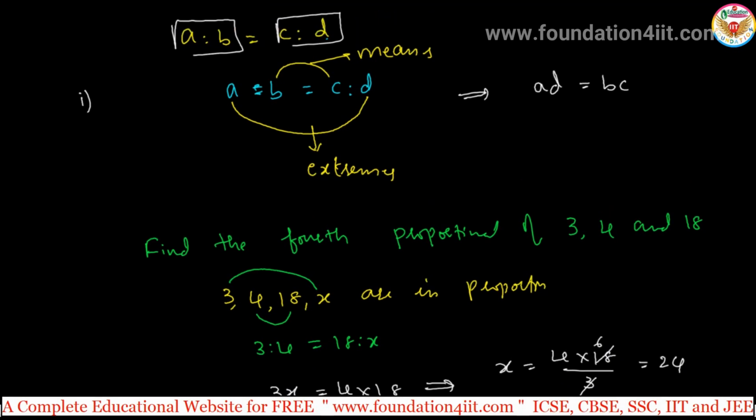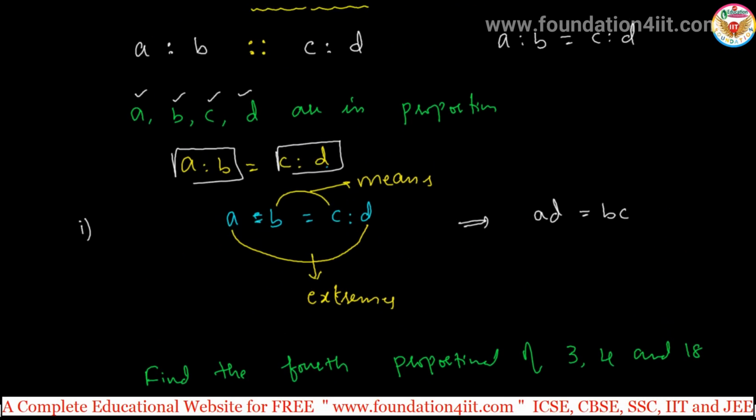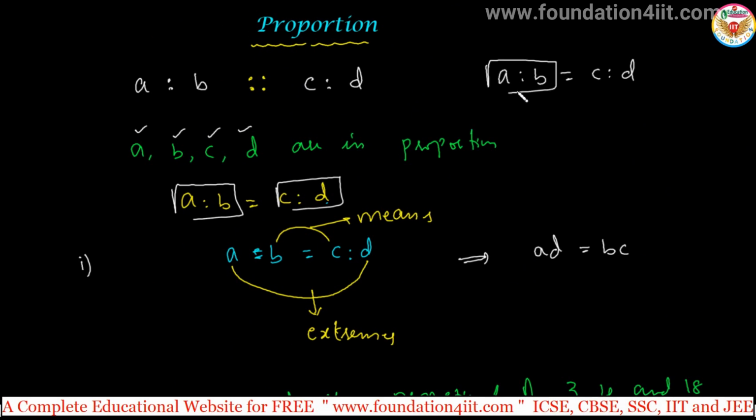Out of four terms, the product of the means, the middle two terms, is exactly equal to the product of the first and last terms. So this is about proportion. A proportion is simply the equality of two ratios. Whenever two ratios are equal, the first, second, third and fourth terms are in proportion. Now let us see the concept of continued proportion.